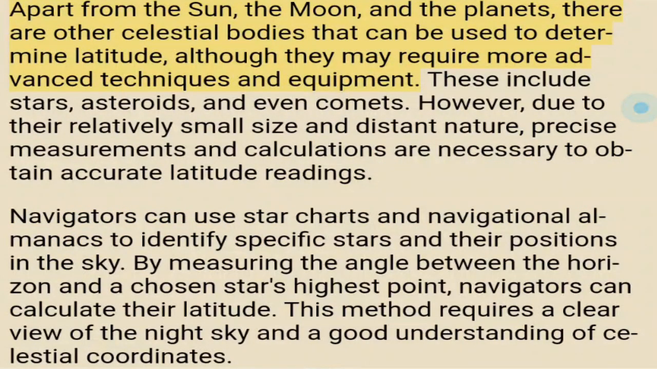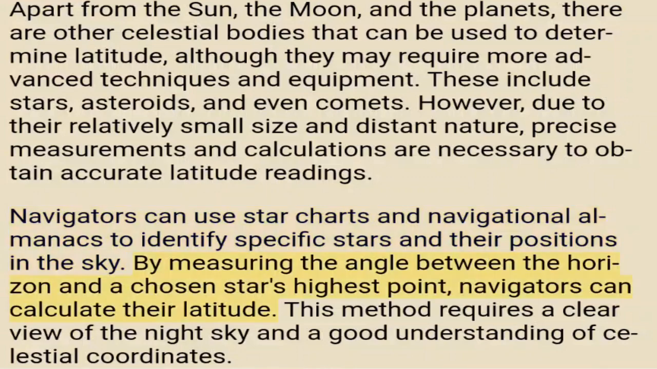Other celestial bodies. Apart from the sun, the moon, and the planets, there are other celestial bodies that can be used to determine latitude, although they may require more advanced techniques and equipment. These include stars, asteroids, and even comets. However, due to their relatively small size and distant nature, precise measurements and calculations are necessary to obtain accurate latitude readings. Navigators can use star charts and navigational almanacs to identify specific stars and their positions in the sky.